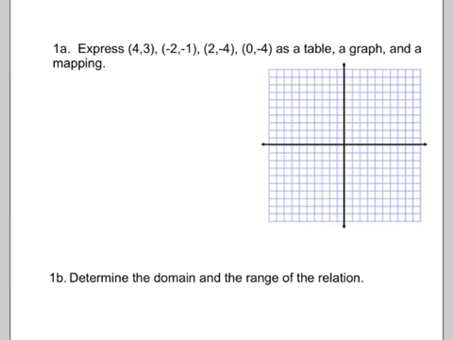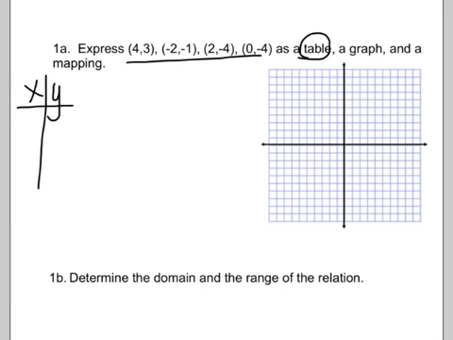Okay, so look at this first example. I have a relation here because I have a set of ordered pairs, right? It says express it as a table. Okay, so a table, all you have to do, these are easy ones. You're just going to make a table of your x and your y coordinates. My x coordinates are 4, negative 2, 2, and 0. My y coordinates are 3, negative 2, negative 1, 2, 4, and 0, and negative 4. There's your table.